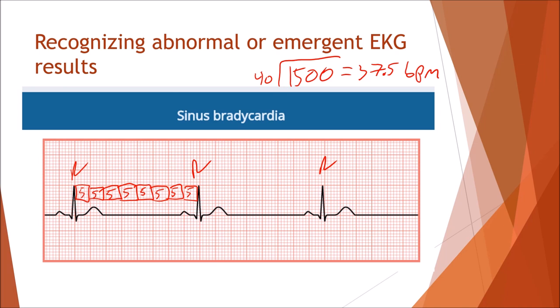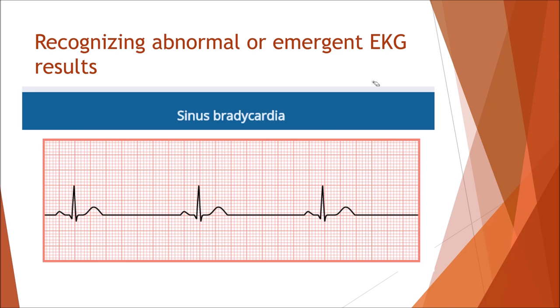So again, for the 1500 rule, we are counting the little squares from R to R. Technically, you could also use the beginning of the P, the beginning of the T, an S, you could use anything, but I think the best thing is to use the R because it is nice and big and you can always see it. That is the 1500 rule.